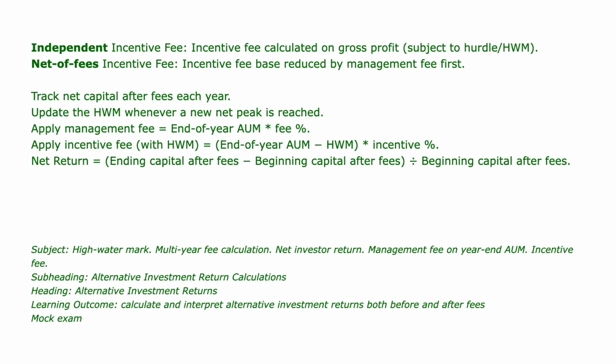Key process: track net capital after fees. Update the HWM only when a new net peak is reached. Management fee is always on year-end AUM. Incentive fee equals end AUM minus HWM, multiplied by the incentive percent when independent. Net return uses beginning and ending capital after fees.